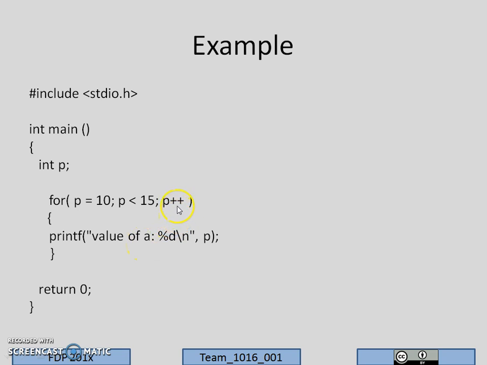And increment by 1, as p becomes 15, it compares whether 15 is less than 15. No. So it will stop execution of the program and come out of this for loop and execute the next statement. So its output is 10, 11, 12, 13, 14. I hope you have understood the working of for loop.